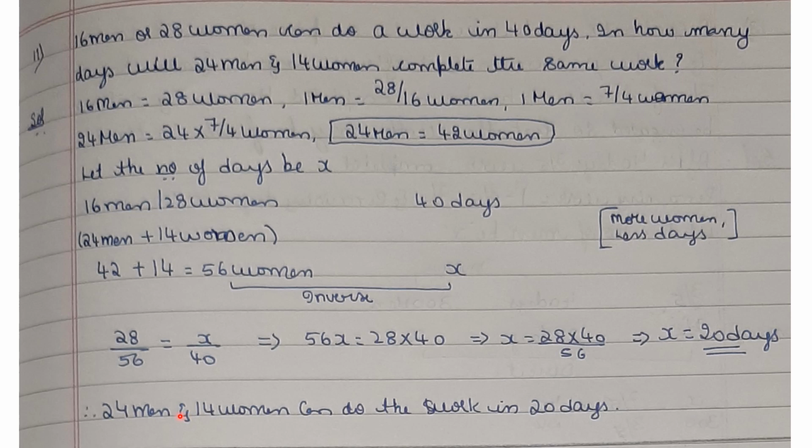So if 24 men and 14 women are working, they can complete the work in 20 days. So here be careful, here we have both men and women, so both men and women have been converted to women itself. Why? Because 1 man is equal to 7 by 4 of the women. Totally for 24 men it is 42 women. So already 14 women were there, so 42 plus 14 has become 56 women. So this is what you have to do here. So this is quite important.